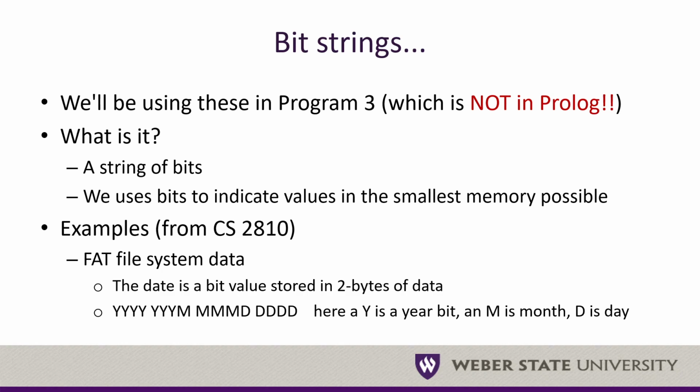My month, I've got 1, 2, 3, 4. Why do I have 4? How many months are there? 12. So if I had 3 bits, how many different values could I represent? 8. If I have 4 bits, I can represent 16. So I have to have enough bits to represent all the possible values. Since I've got 12 months, I need 4 bits to represent any of the 12 months. So that's how we do that.